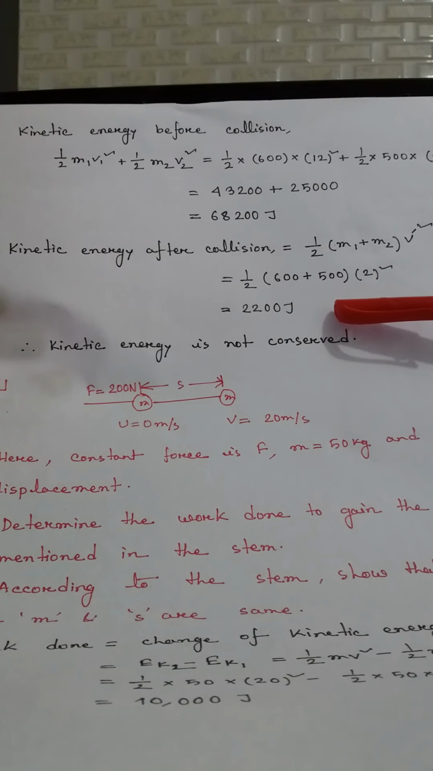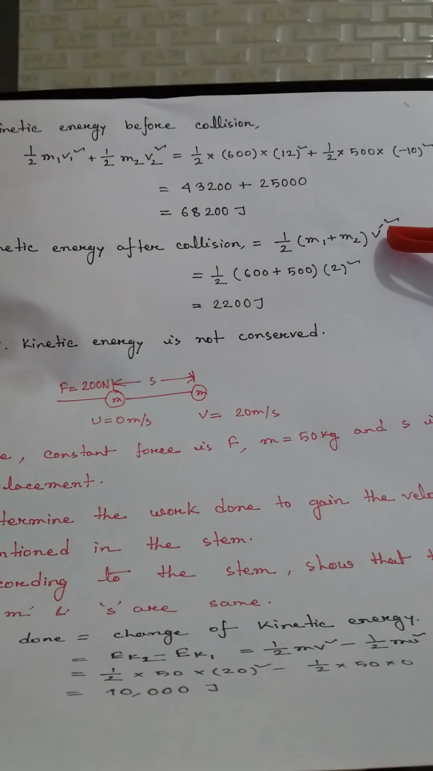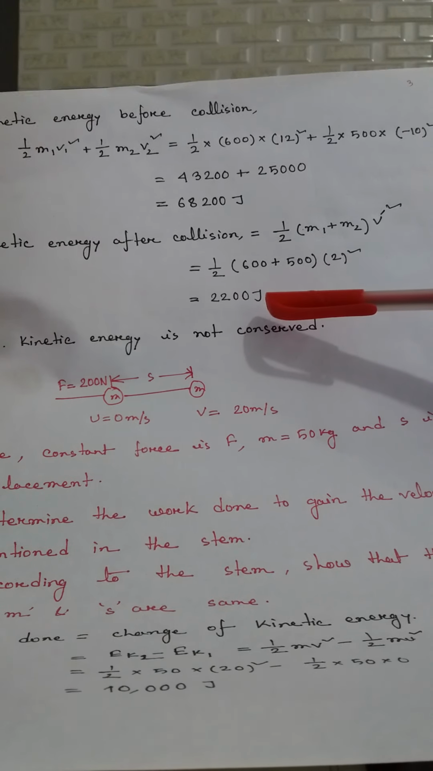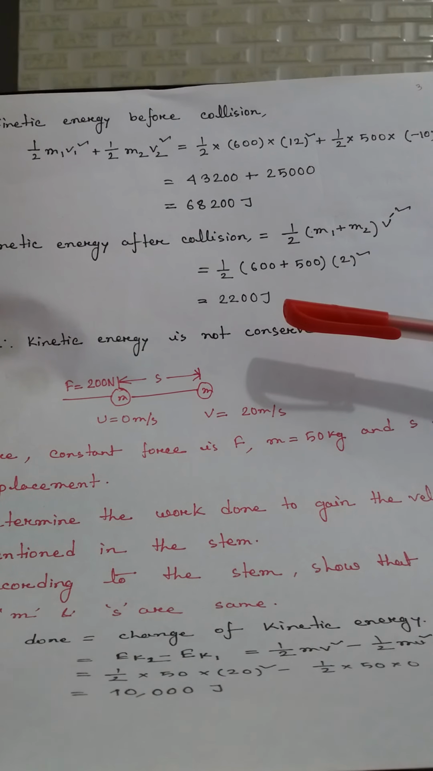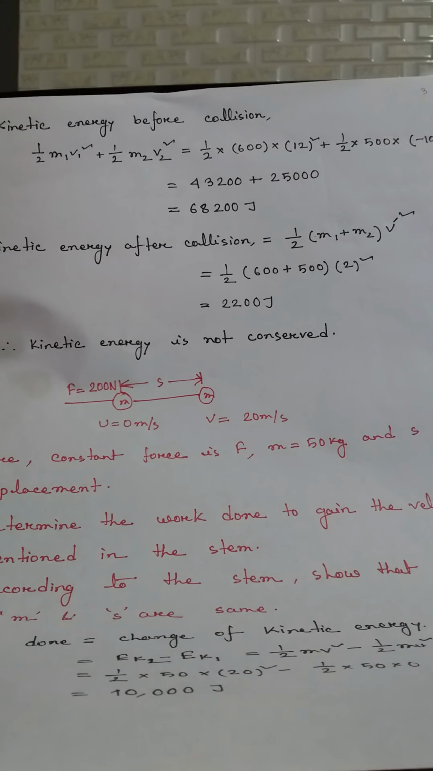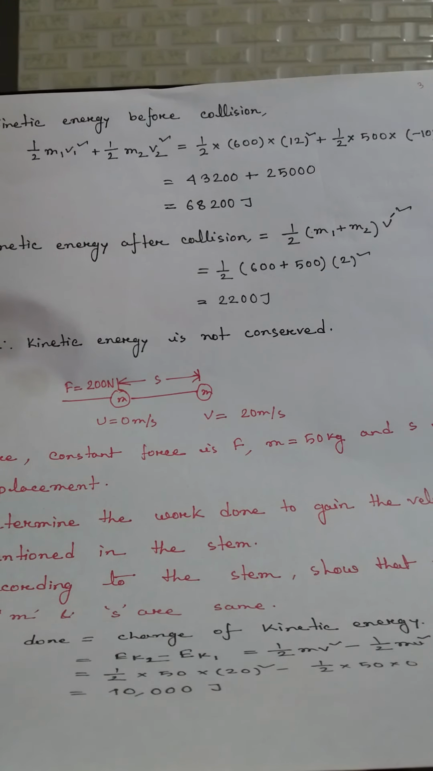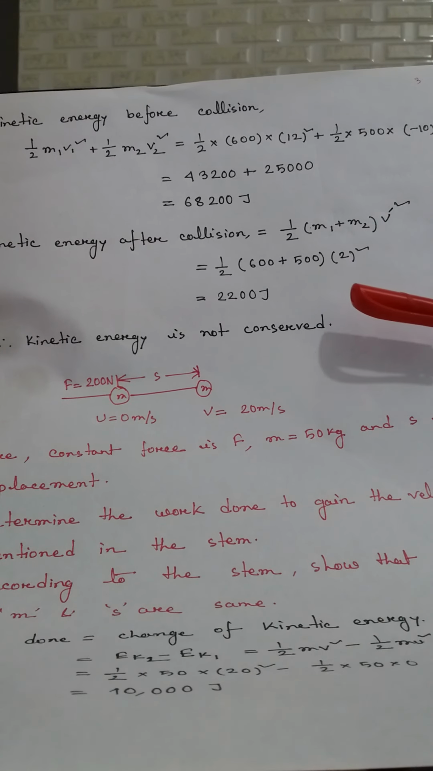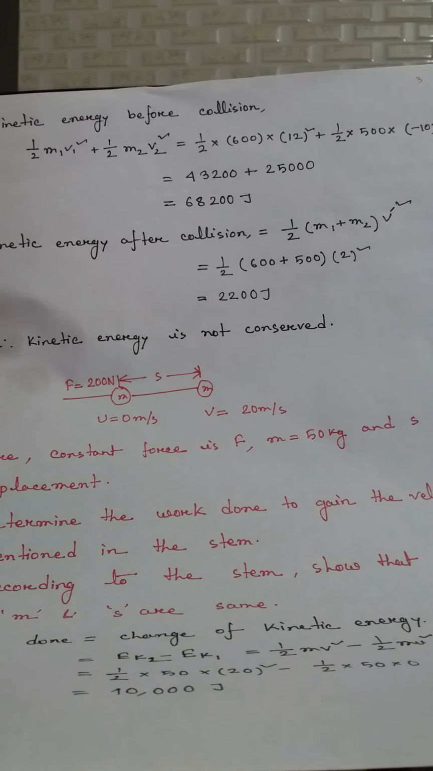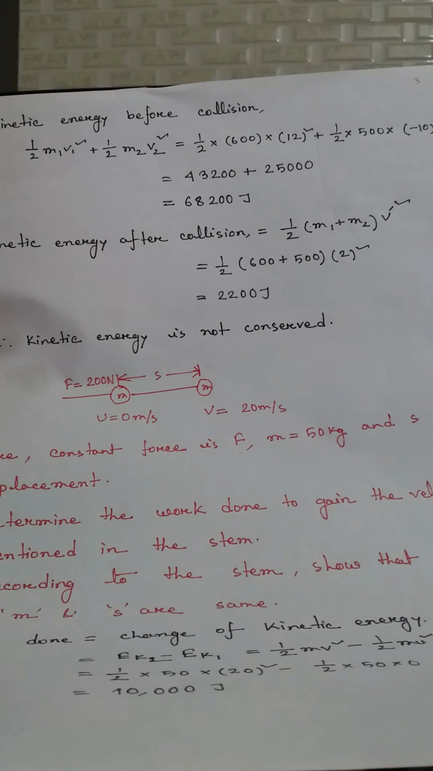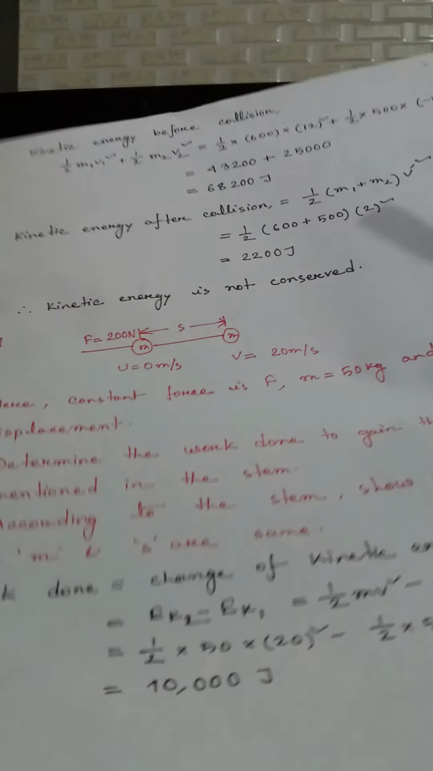And now the total kinetic energy after collision. After collision, their combined velocity is v dash. By applying these values here, we get the total kinetic energy after collision as 2200 joule. So we are observing that the kinetic energy before collision and after collision are not the same. So we can say that kinetic energy is not conserved here, though the momentum is conserved. So this was our first question.